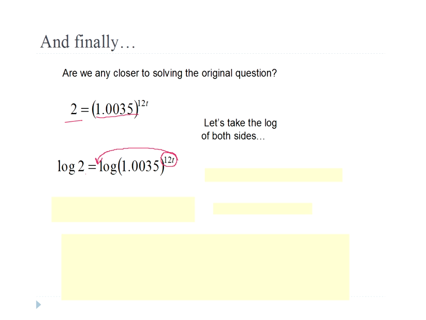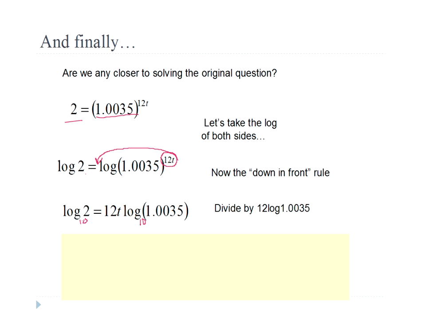So this is an exponent. What's easier than an exponent? It's multiplication. And now, because I've chosen the base of 10, and I chose that when I took the log of both sides, I can do this in my calculator.